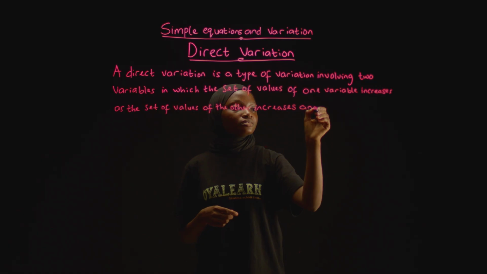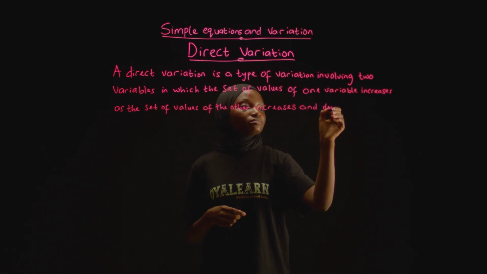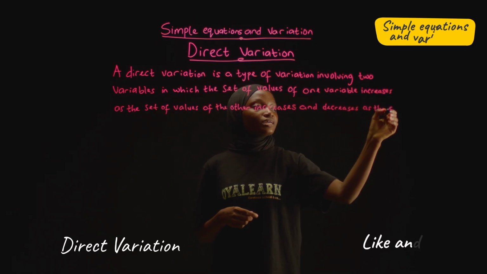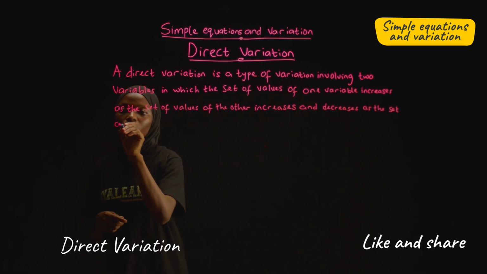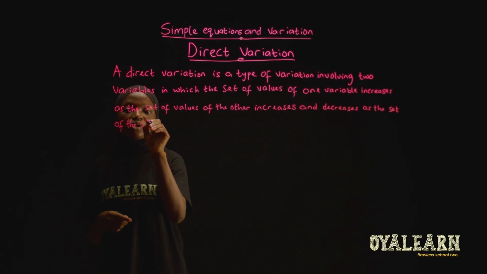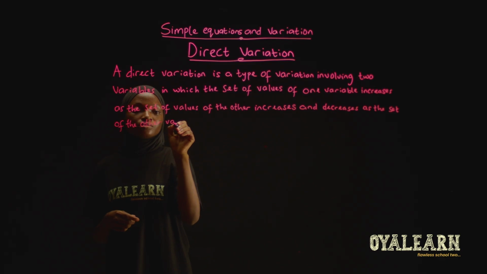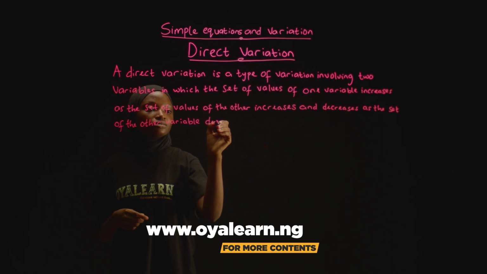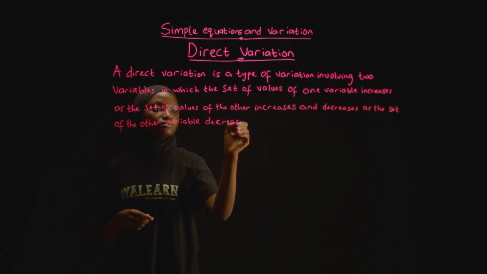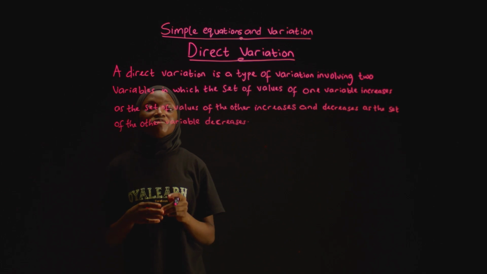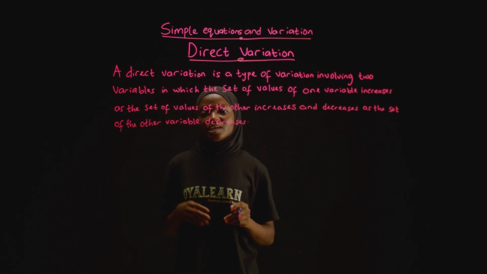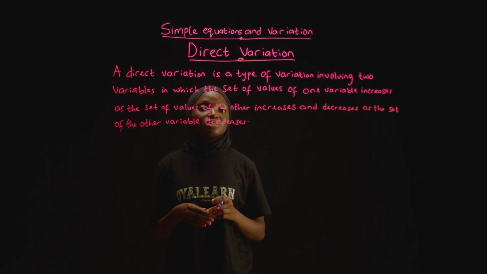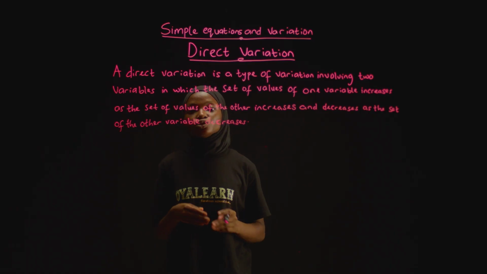and decreases as the set of values of the other variable decreases. That is, if we have A varies directly as B, if the set of values of A is increasing, that means the set of values of B is also increasing. And if the set of values of A is decreasing, that means the set of values of B is also decreasing.